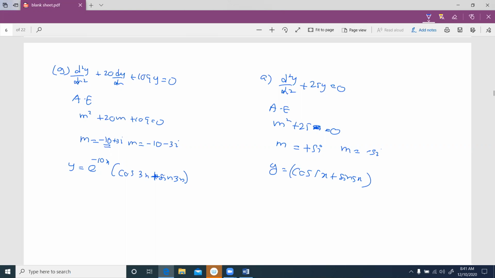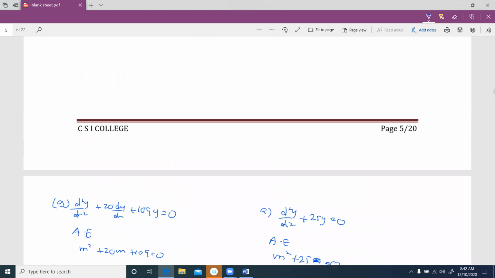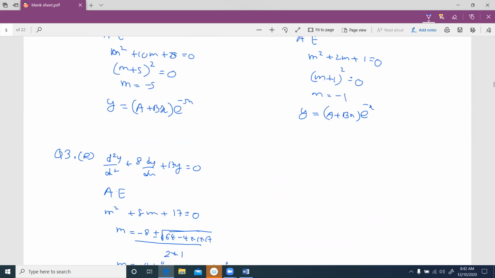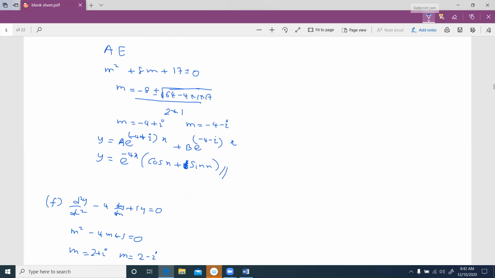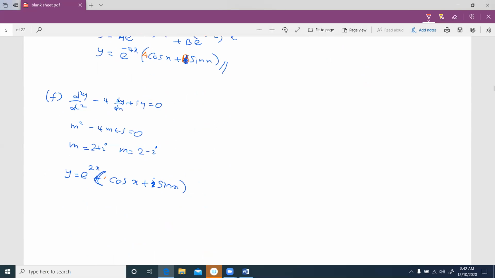You have to put constants in front of it. I just forgot it here, in none of the questions did I put constants. There should be constants. I didn't put any constant over here, so that is wrong. So I'll do the correction here with a different color. There should be a constant A, and this is B, and here also you can put A and B. These are arbitrary ones, but you have to find them later.